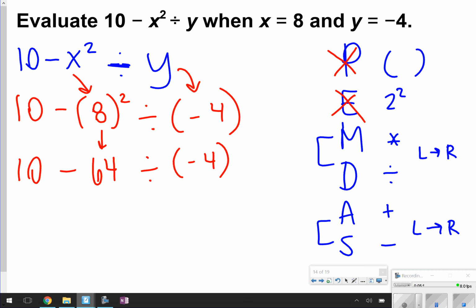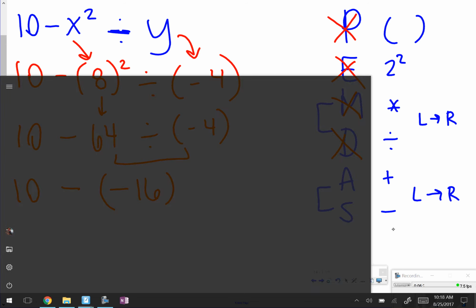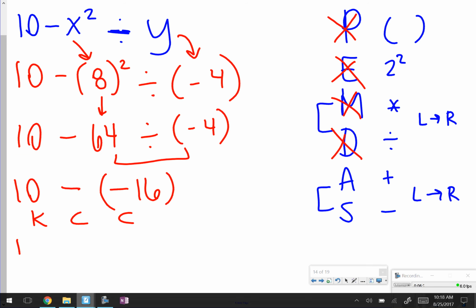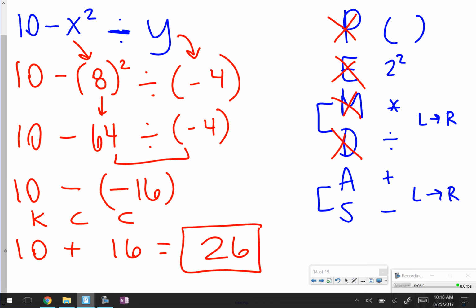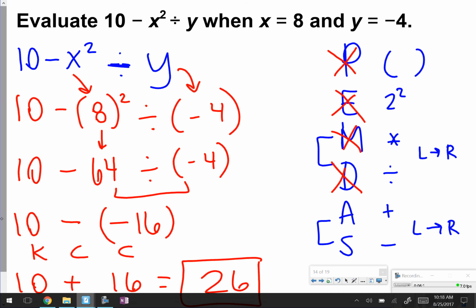Multiplication and division from left to right. I only have division to worry about, so I'm going to focus on this right here. 64 divided by -4, that's going to give me -16. Again, bringing everything else down, and now I have this, 10 minus a -16. I'm at my last part of order of operations, adding and subtracting. Remember what we learned about subtracting? Keep, change, change. So keep the 10, change subtraction to addition, change -16 to 16. Final answer, 26.